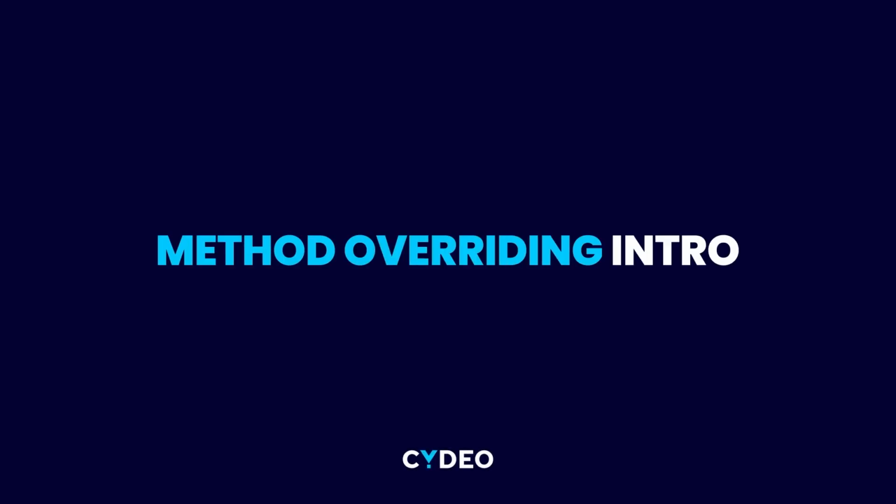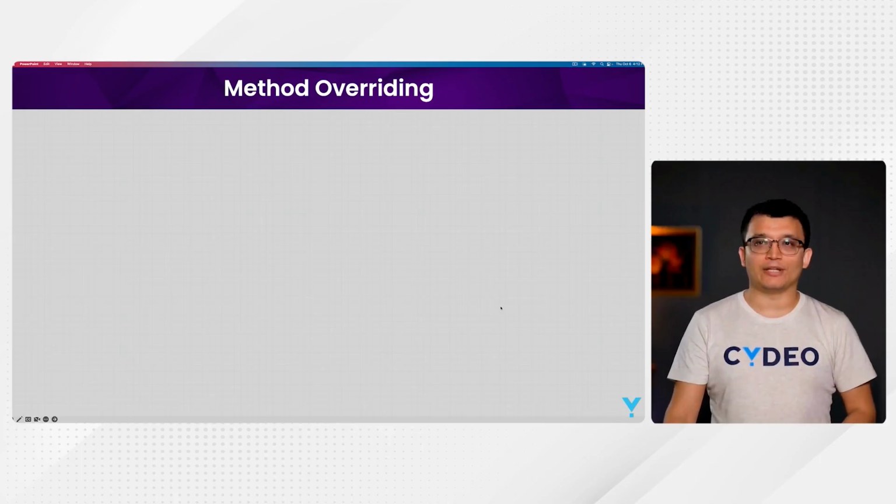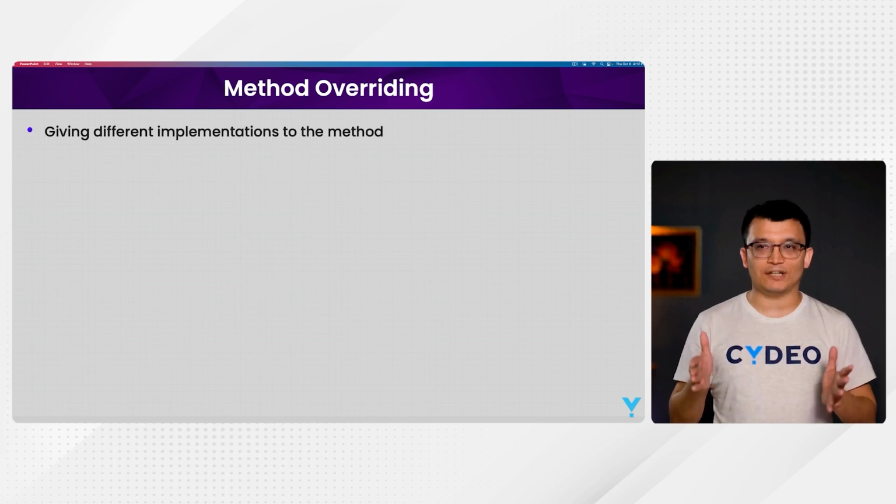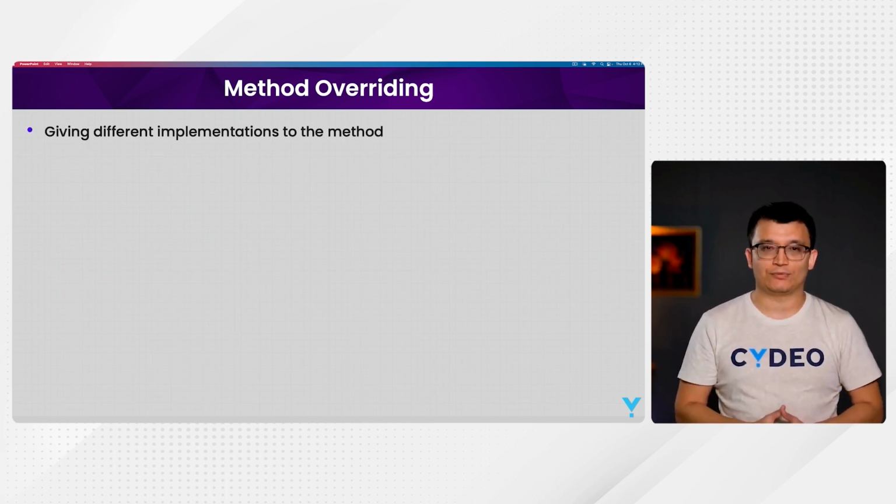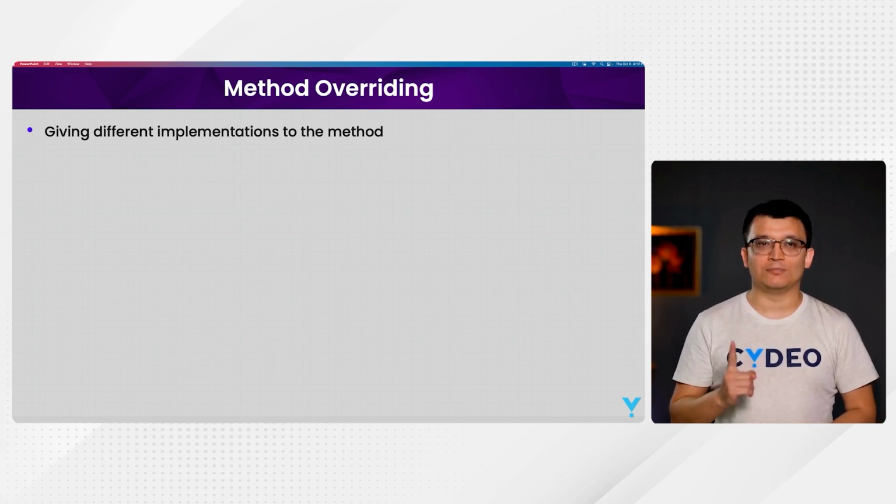Hello everyone. In this video, we are going to talk about method overriding in Java. Method overriding means giving different implementations to a method. Every single method can have one implementation in one class. And if you would like to give a different implementation to the method, it is possible through overriding.